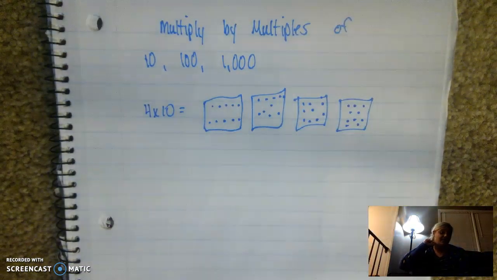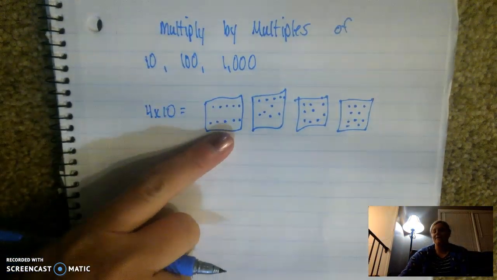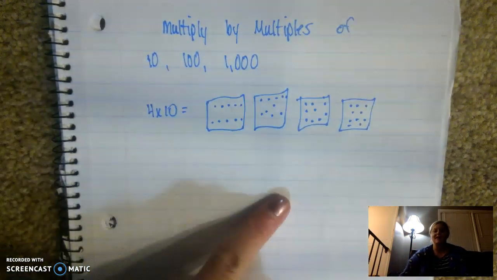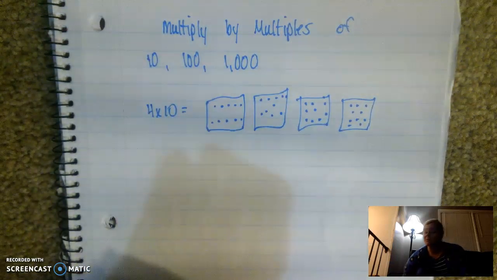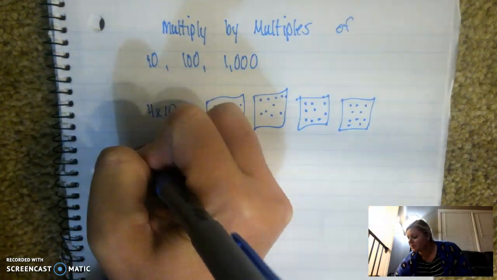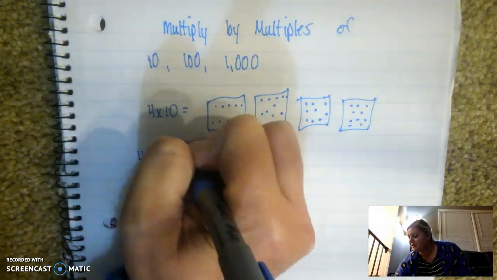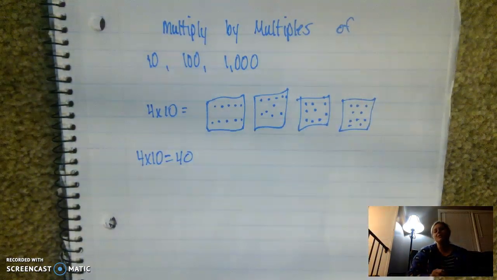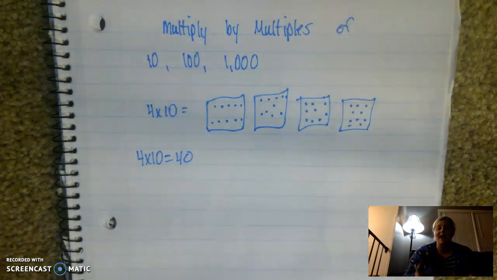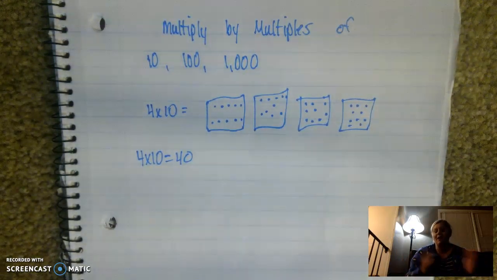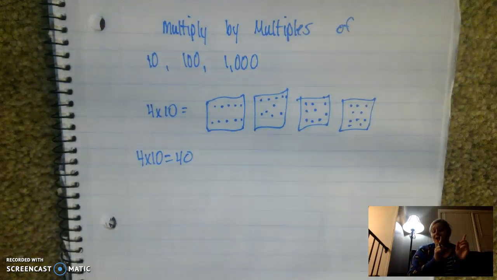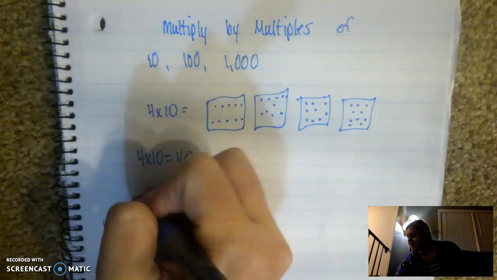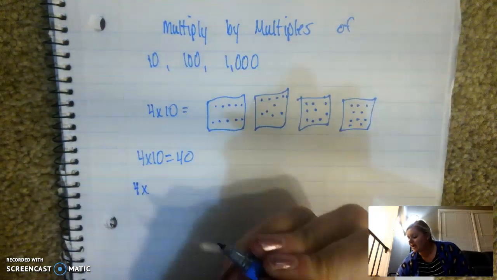Okay? So if I look at this, the first thing I'm looking at is I have 4 groups, there's 10 in each group. We already know that 4 times 10 equals 40. Now let's say I wanted to look at a number that has a higher place value than 10. So if I'm thinking of my place value chart, I know that there's ones, tens, hundreds.